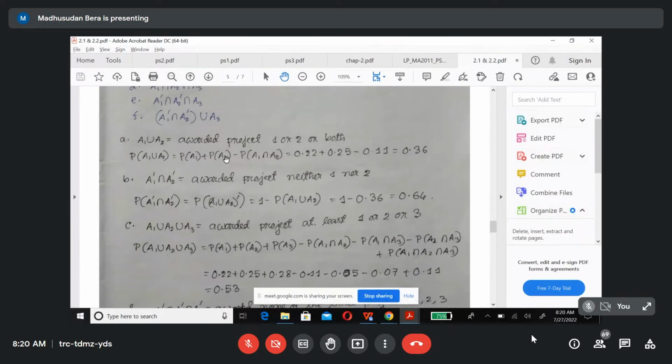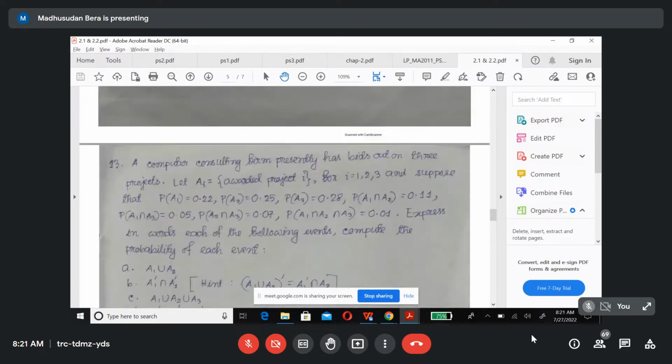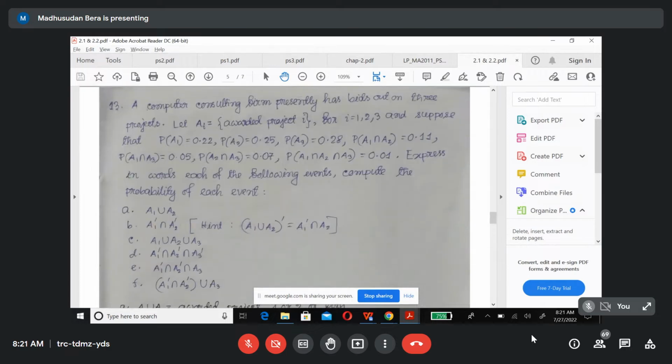So P(A1) plus P(A2) minus P(A1 intersection A2), all values are given in the questions. Then you will find it. Next one is A1 dash intersection A2 dash. A1 dash means project 1 not awarded. A2 dash means project 2 not awarded. Intersection means both A1 and A2 are not awarded.